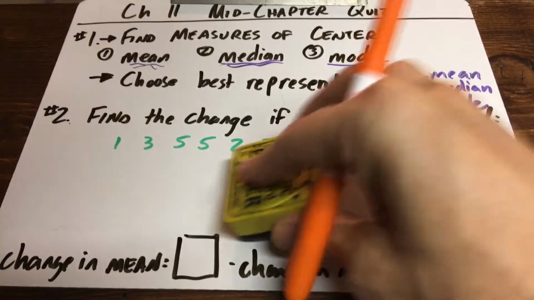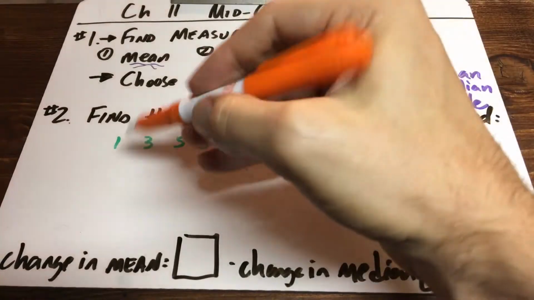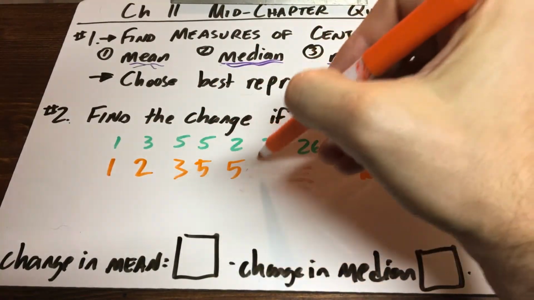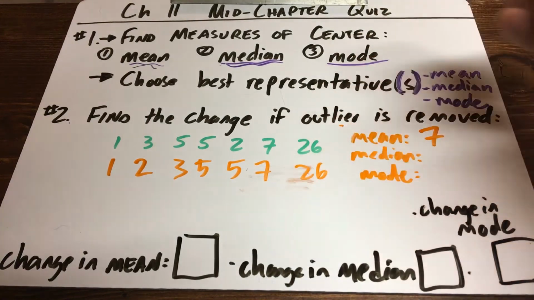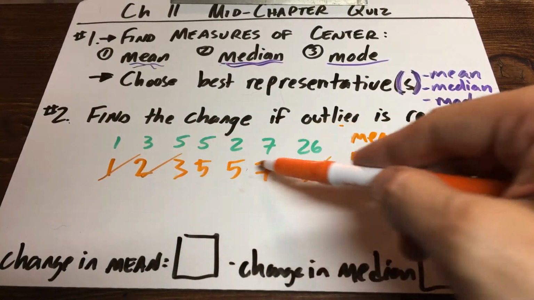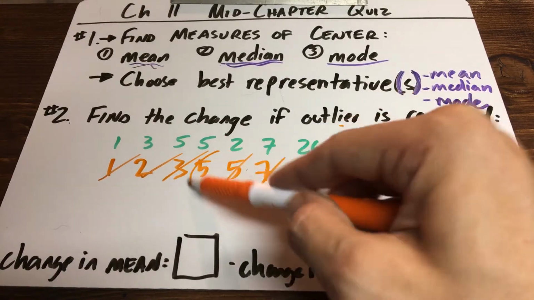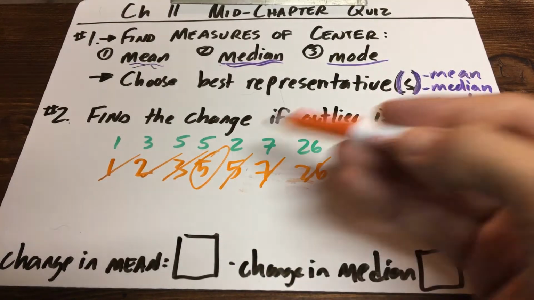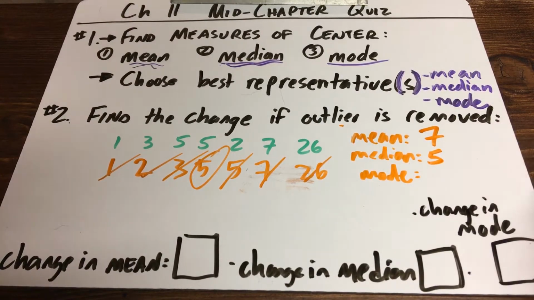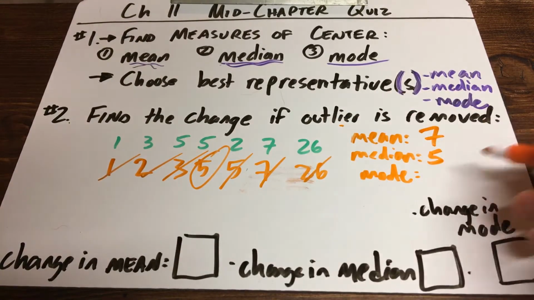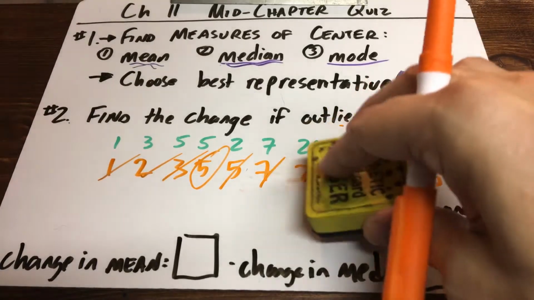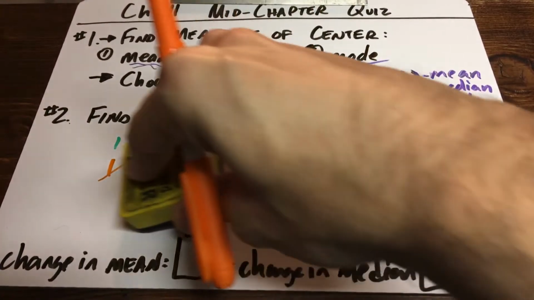Then I would do the median: put them in order from least to greatest. That would go 1, 2, 3, 5, 5, 7, 26, and then find the number in the middle. I have 1 in the middle, with 3 on the right and 3 on the left. My median is 5. My mode, the number that shows up most often, is also 5. So those are my typical answers for mean, median, and mode.